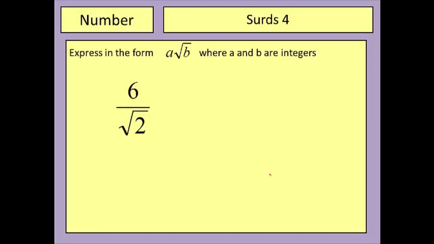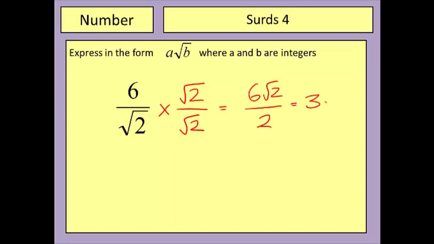In the second example, the question asks me to express this in the form a root b. So first I'm going to have a go at rationalising my denominator. If you remember from the previous example, I'm going to multiply it by 1. But here I'm going to multiply it by root 2 over root 2, because the irrational denominator here is root 2. Now when I multiply this out, 6 times root 2 is 6 root 2, over root 2 times root 2, which is 2. The denominator is now rationalised, but this can be simplified even more. 6 divided by 2 is 3 root 2 as my final answer.